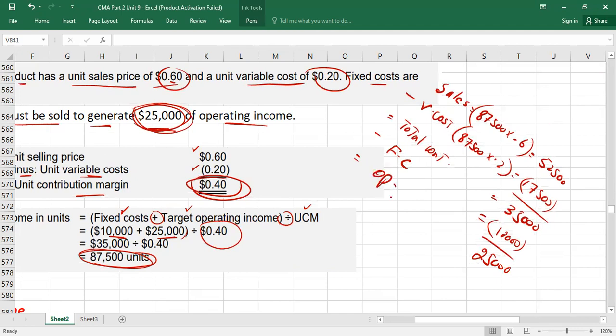Okay, this is your operating income. So it means we have to sell 87,500 units, which can leave a profit or operating profit of 25,000. And this was the cross check, just to prove whether the calculation is correct or not.